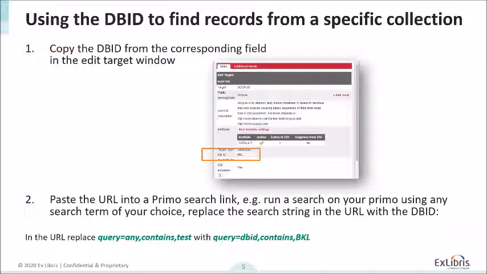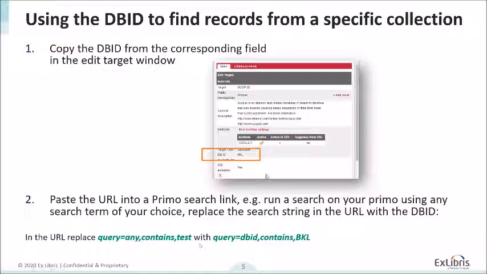So then you just pick one of the values, you copy it with Control-C, and then you create a search in your Primo discovery system. Any search will do. The search string is not important because you are going to replace it. You look at the URL that is created when you search Primo, and it always contains query equals any contains and then the search string that you filled in.